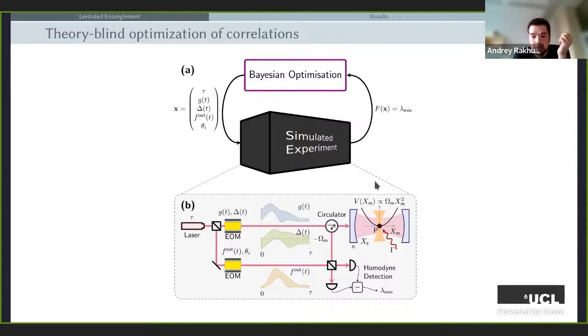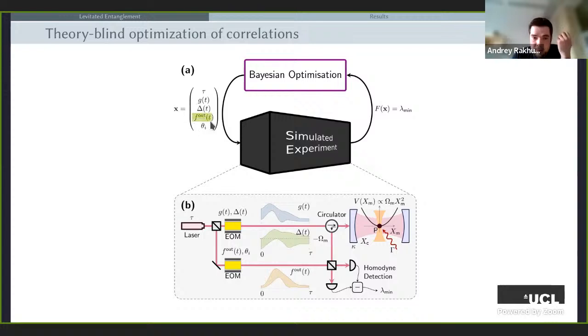In this part of the work, we do essentially what follows. We construct a black box in which we put our simulated experiment. We feed into this black box a set of control parameters, which in our case are lengths of the pulses, coupling rate as a function of time, optomechanical coupling as a function of time, detuning of the light, which controls the type of the interaction, also as a function of time.